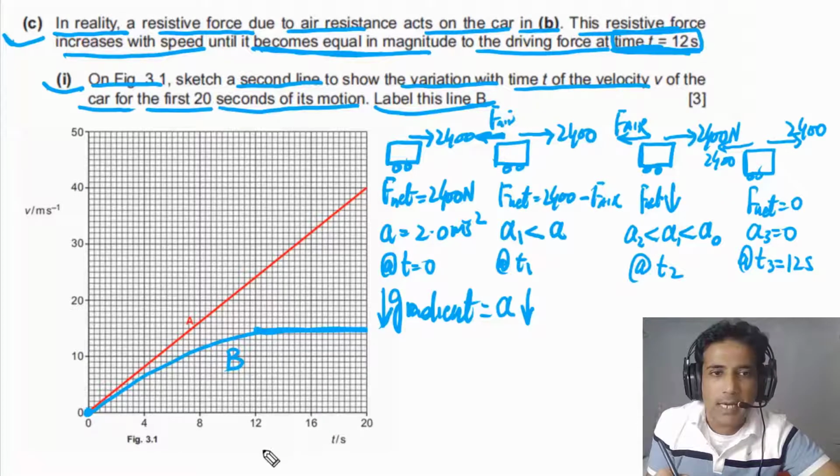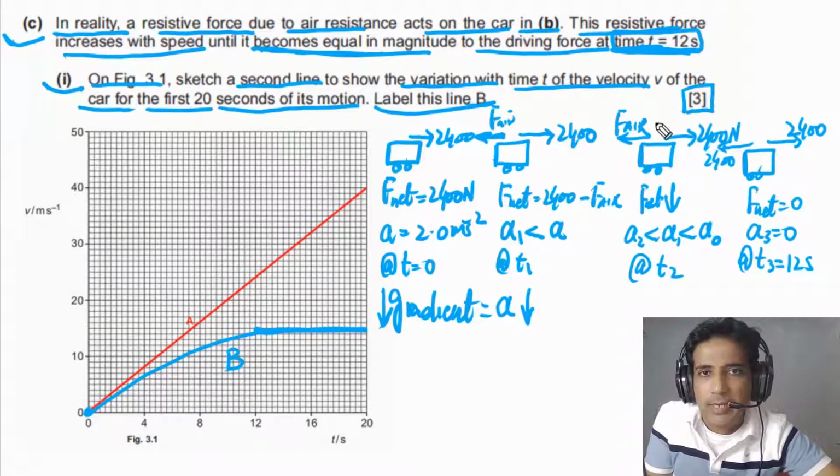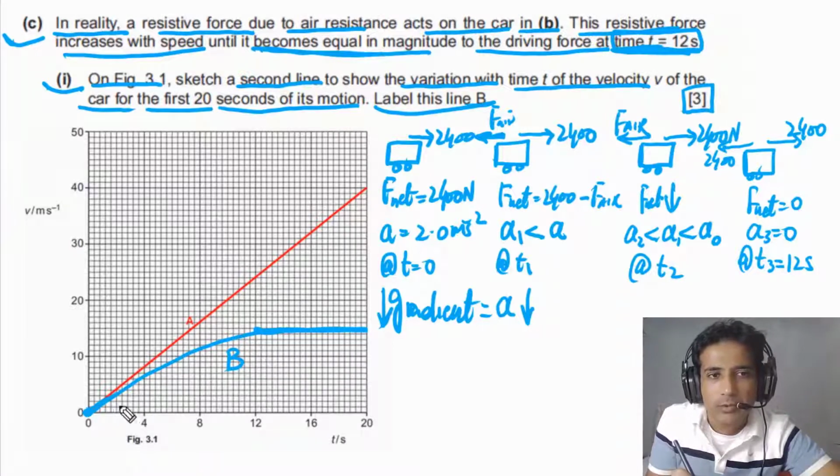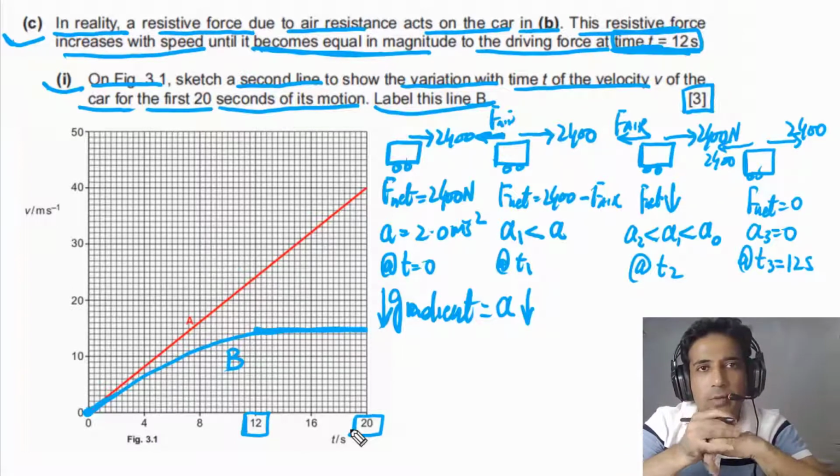This question has 3 marks. If you have drawn this line from the origin and this line is always below line A, you will get 1 mark. And the second mark you will get if the gradient of this line is decreasing. And the third mark you will get if you have drawn the horizontal line between T is equal to 12 seconds and T is equal to 20 seconds. This is how marks will be awarded for this question.